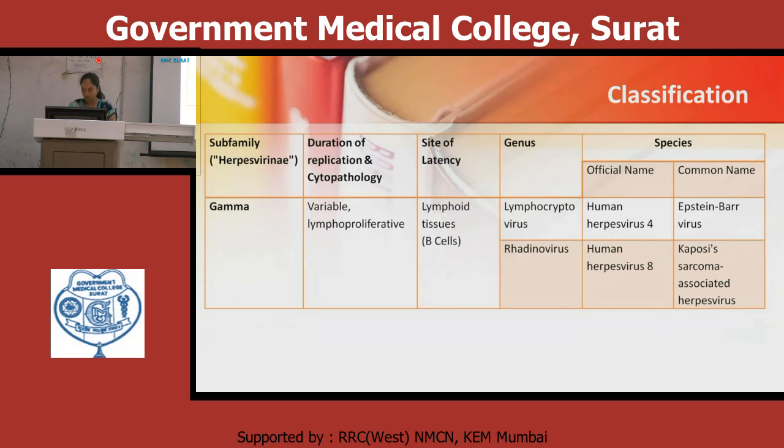Now, gamma. Duration of replication is variable and cytopathology is lymphoproliferative. Site of latency is lymphoid tissue, B cells. Genus is Lymphocryptovirus. Official name is human herpes virus 4, common name Epstein-Barr virus. Genus Rhadinovirus, species human herpes virus 8, and common name Kaposi's sarcoma associated herpes virus.